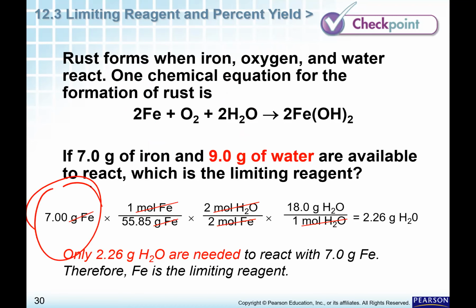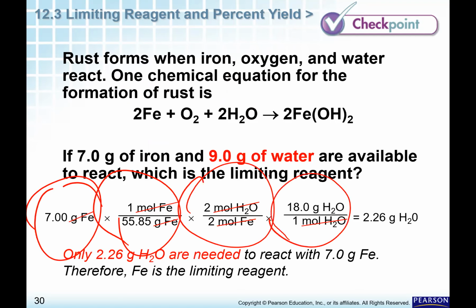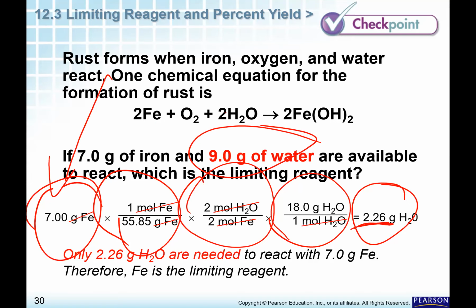In other words, this is what you need to do. Grams of iron into moles of iron. Then using the mole ratio will give you the moles of water. Multiply it by the molar mass of water. That will give you how many grams of water is needed. What you need is 2.26 grams of water to react with all the 7 grams of iron. Now how much water do I have? I have 9 grams. So which one is in excess in this case? That is the water. And which one is the limiting reagent? It is the iron, but not based on the 7 and 9, based on this calculation.